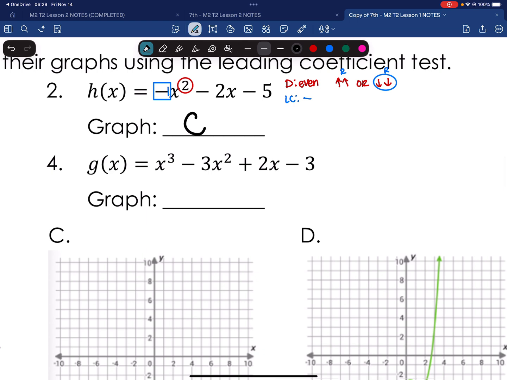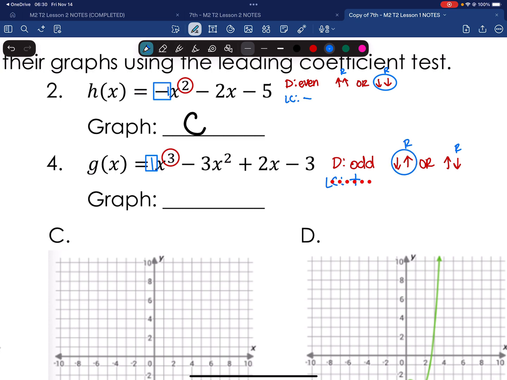Okay, number 4, looking at the degree. The degree is 3. So that means that we have an odd degree. So that means we want our ends going in opposite directions. Then we look at our leading coefficient. That would be a 1. And so that means it is positive. So when it's positive, we want the right side to go up. So that means we want this.